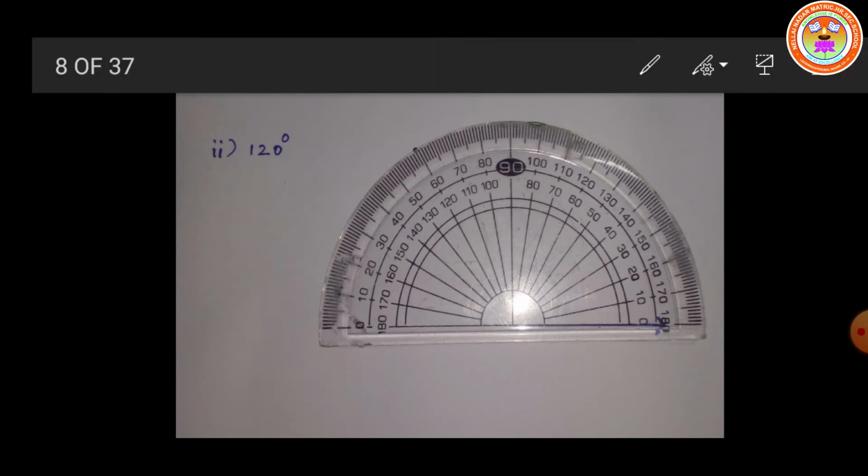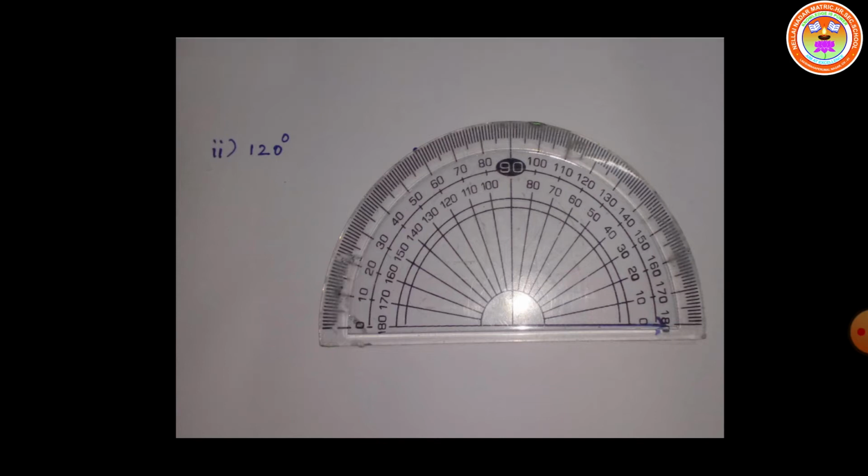Second subdivision they given, the angle is 120 degree. First you have to draw the base ray and then keep the center of the protractor to the starting point of the base ray. Here we have to mark 120 degree. For that, first you see where the 0 degree comes along the base ray in the inner scale reading. So in the inner scale reading, where you see 120 degree, there you mark a point.